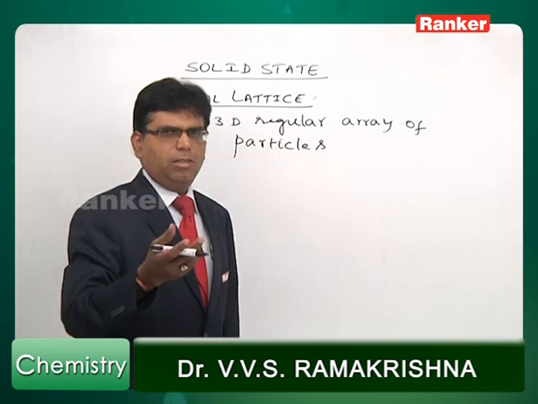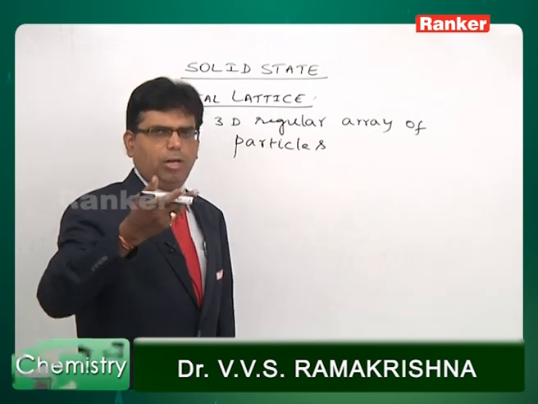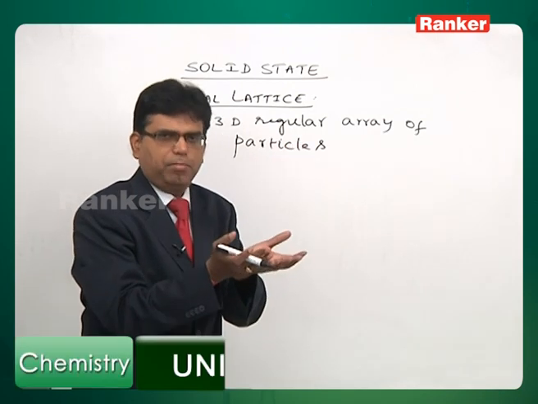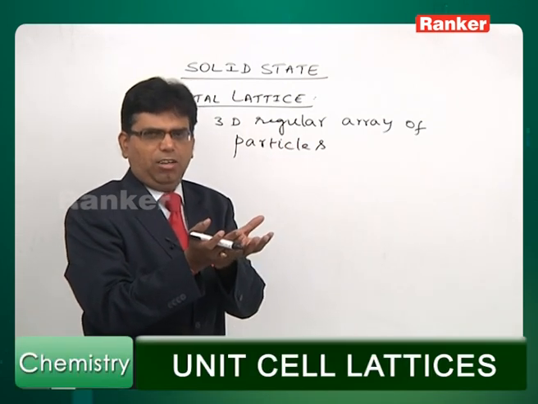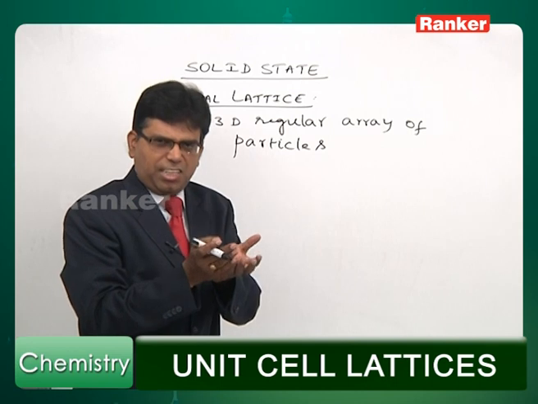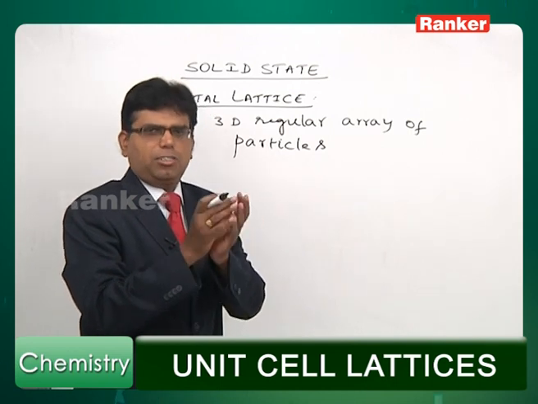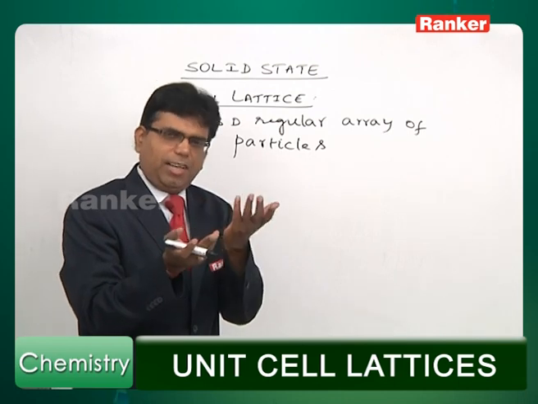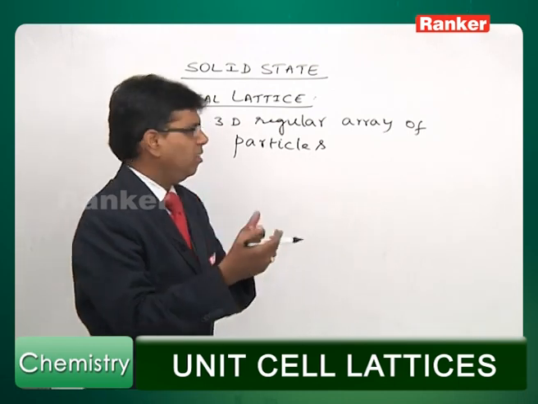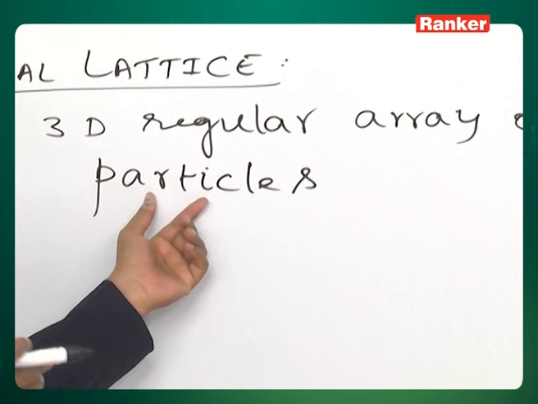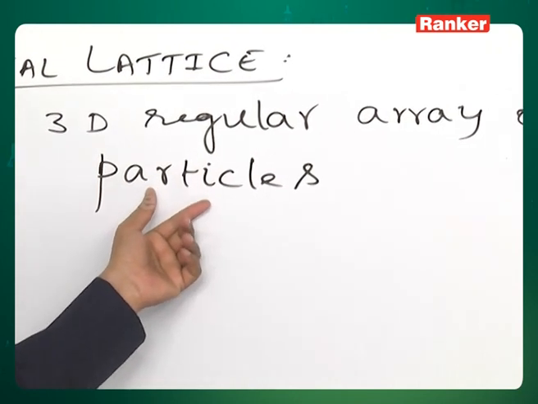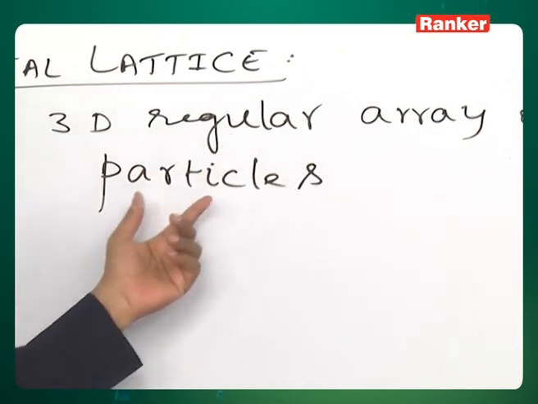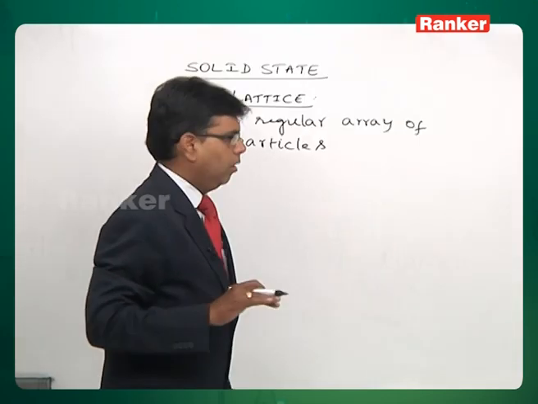Constituent particle means either it can be an atom or a molecule or ion, whatever the crystalline solid is. If it is a metallic crystal, it is atoms. If it is an ionic crystal, it is ions. If it is a molecular crystal, it is molecules, and a covalent crystal, again it is atoms. So, here a particle means any of these, by which the whole crystal is made. Three-dimensional regular array of particles.